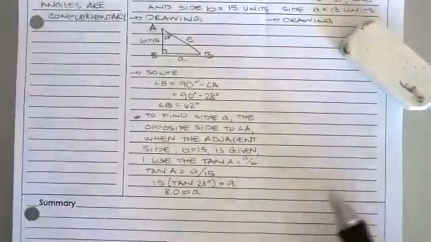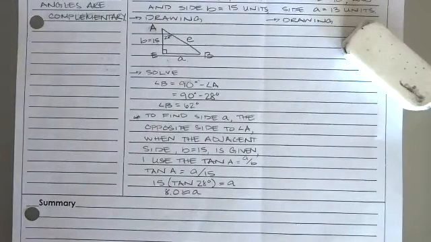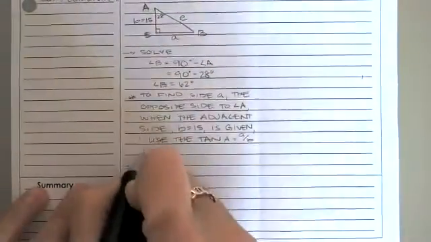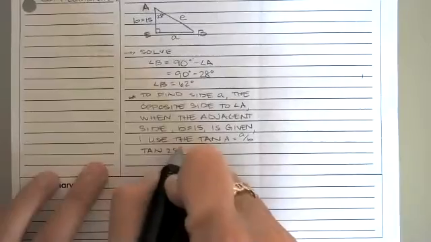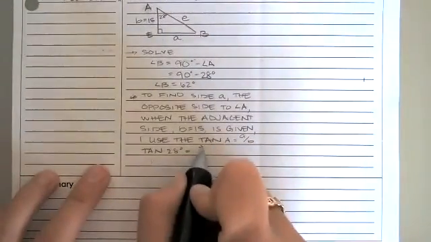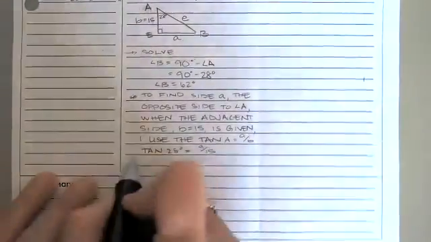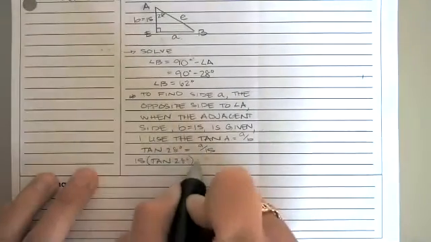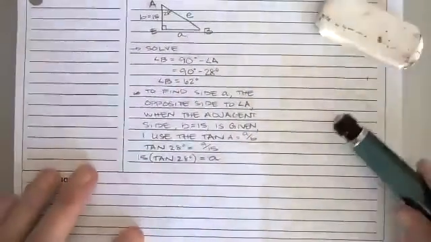Does that make sense? I feel like it's kind of jangled up there. It makes enough sense. Okay, I'm going to erase this part and write it a little more clearly. So the tangent of 28 degrees equals A divided by 15. When I multiply 15 times the tangent of 28 degrees, I get A by itself. Does that make sense?